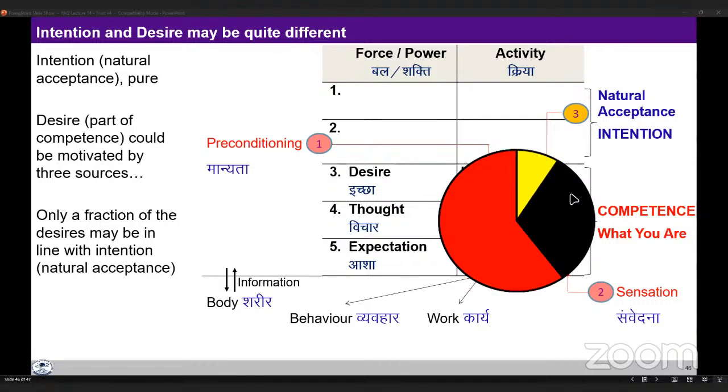I have to increase my competence. This is the complete potential. I can see, I can make this complete, this circle yellow. Yellow means all my desire, thought, expectation is taking its input from natural acceptance. This is where I want to reach. This is where you want to reach. This is our destination that we all are wanting to reach.